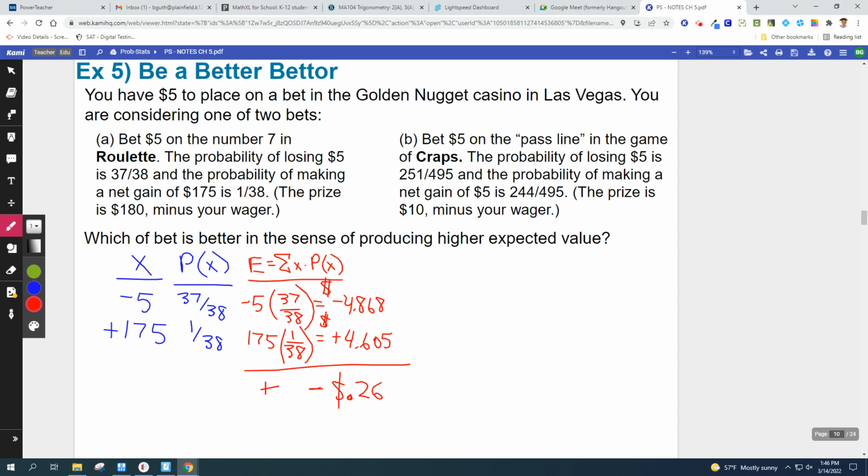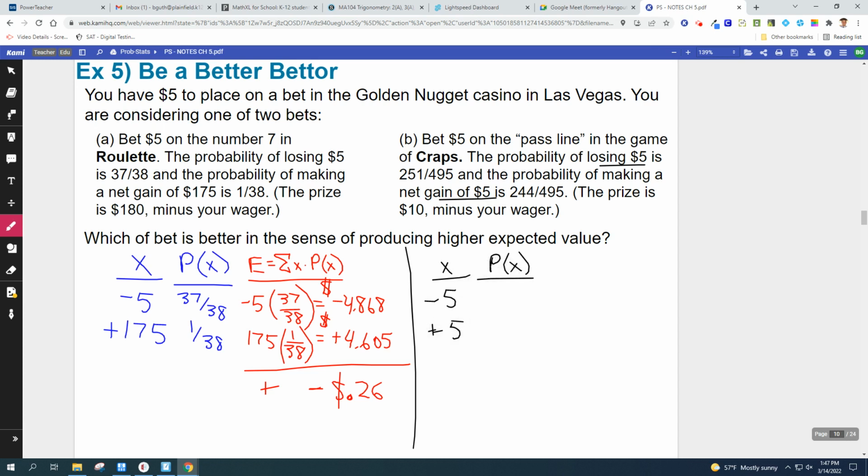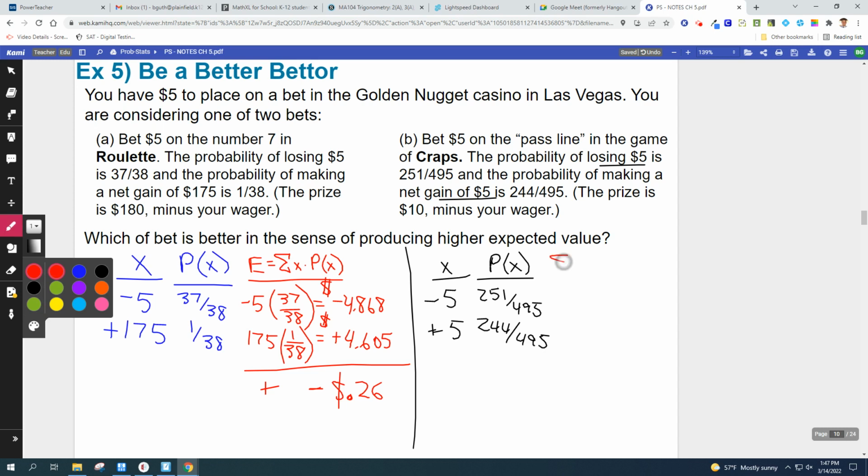Let's look at craps. Craps, we want to do the same thing. So let's look at what could possibly happen. You could lose $5 or you could gain $5. The probability of losing $5 is 251 over 495, and the probability of gaining $5 is 244 over 495. So we want to do the same thing. We want to find the sigma of the x times p of x's. That's going to give you your expected value.